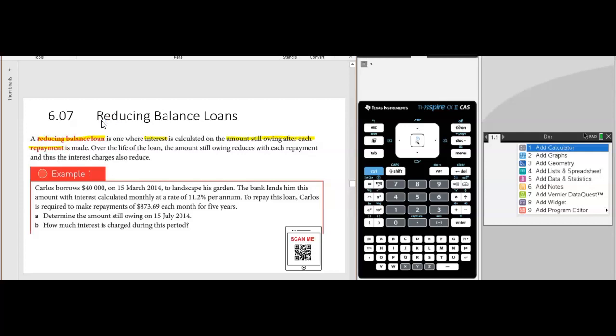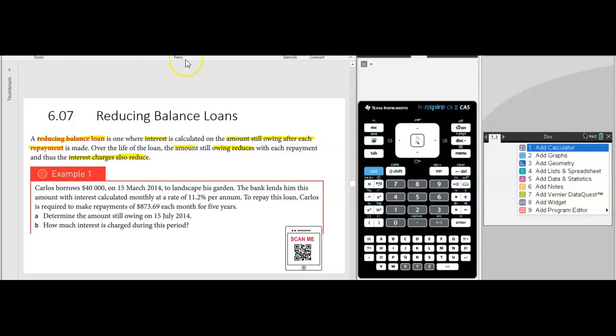So after the payment has been made, what happens to your loan? The loan will be reduced. The amount that you owe will be reduced. Therefore, the loan is what we call a reducing balance loan. If the amount that you owe is reduced, what will happen to the interest? The interest will also be reduced over the life of the loan.